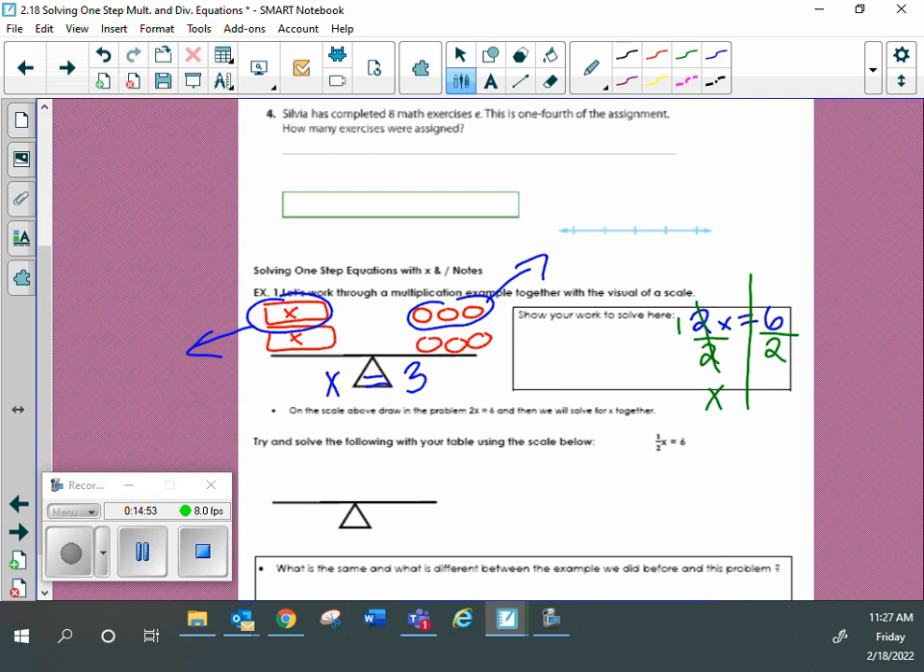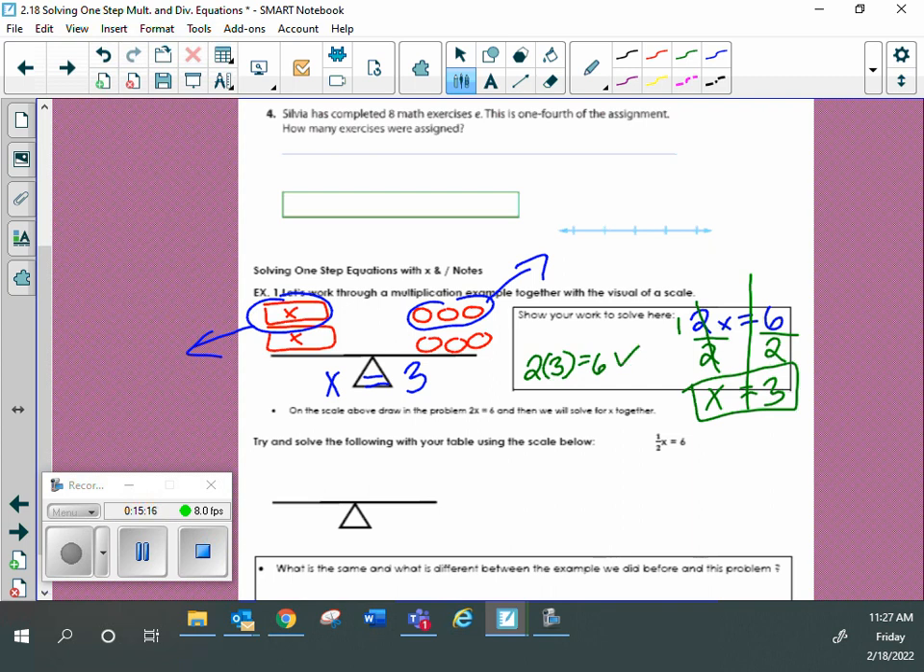I'm starting new. 6 divided by 2 on this other side is equal to 3. So x is equal to 3. That's my solution. Okay? As always, sometimes you're like, I don't know if I just did that right. Plug it back in. Okay? Say 2 in parentheses times 3. Does that equal 6? Yes, it does.